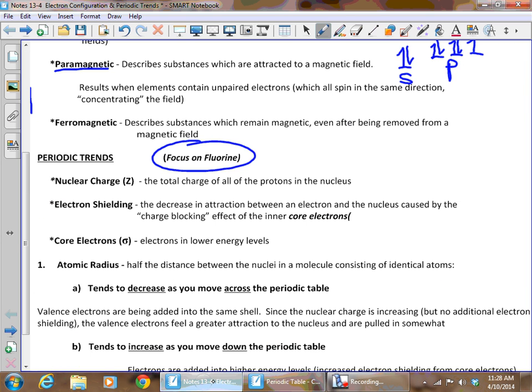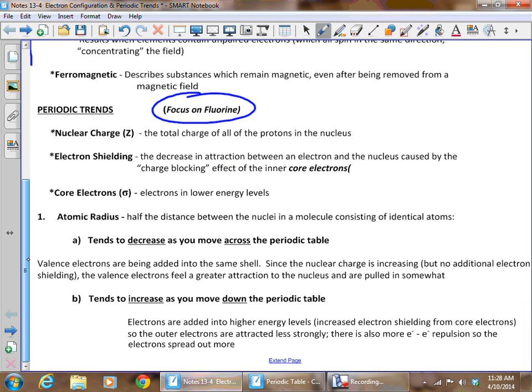Atomic radius, as we look at our definition over here, deals with how big the electron clouds are, essentially. It's half the distance between the nuclei of a molecule that has identical atoms in it. Now, before we can look at explanations for why those trends are the way they are, there are 3 different concepts that we need to know to help explain these. And those 3 begin with nuclear charge. Nuclear charge is simply the total charge of all the protons in the nucleus.